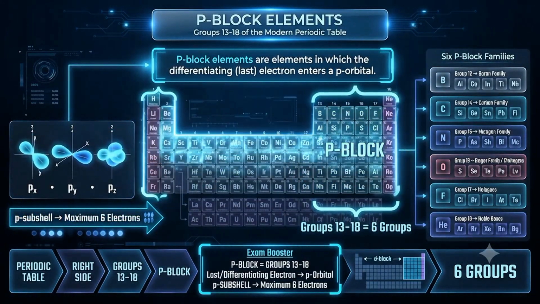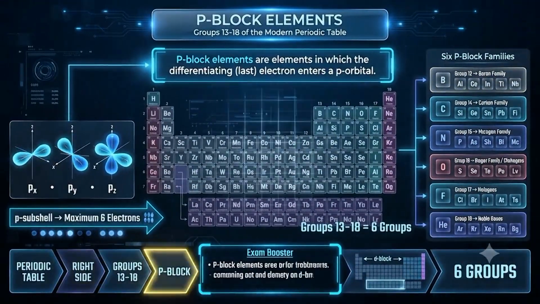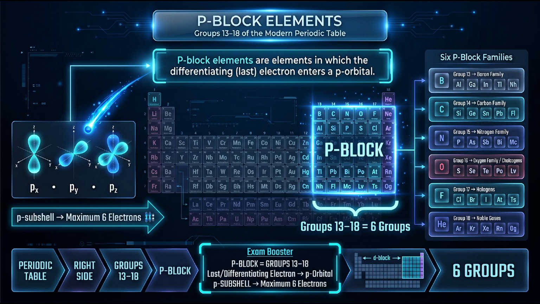These 6 groups are called the p-block because a p-subshell contains 3 orbitals, and each orbital can accommodate a maximum of 2 electrons. Therefore, a completely filled p-subshell can contain a maximum of 6 electrons. This is why the p-block contains exactly 6 groups, corresponding to the possible arrangements of 1 to 6 electrons in the p-subshell. To understand the p-block properly, first remember the basic idea of electronic configuration.